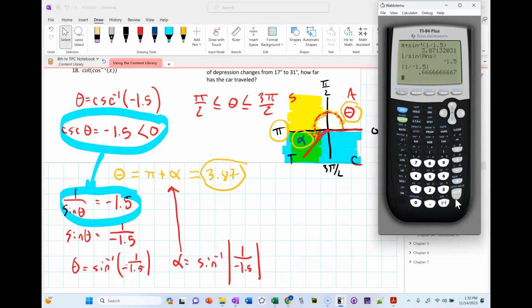You guys have a tendency to forget to do stuff like that. I would suggest for you guys maybe typing it into your calculator and just getting used to doing it until you're like, yeah, I remember to do the absolute value every single time.